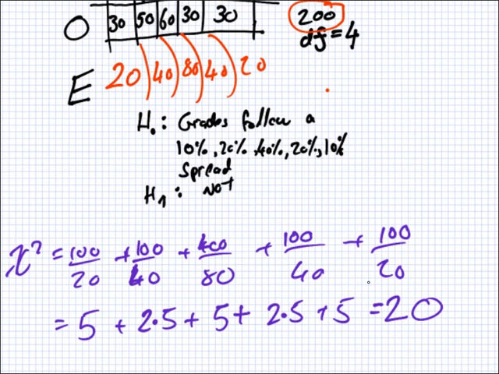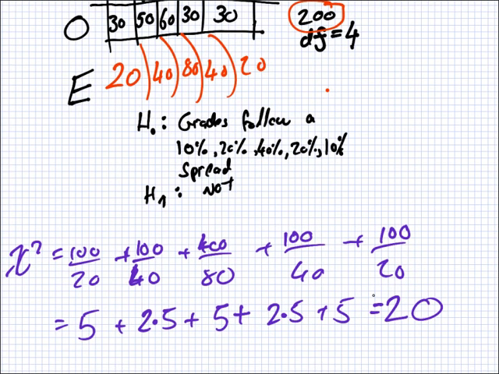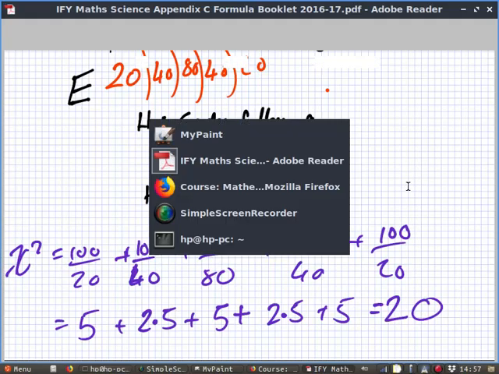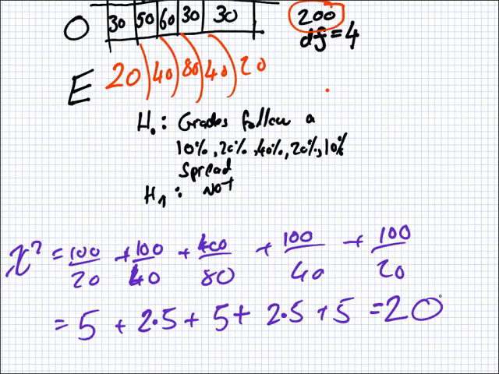Now, let us see if that's too big. That's probably too big. Degrees of freedom 4. Oh yeah, 9.49 only.